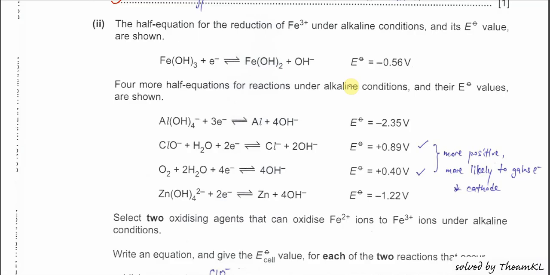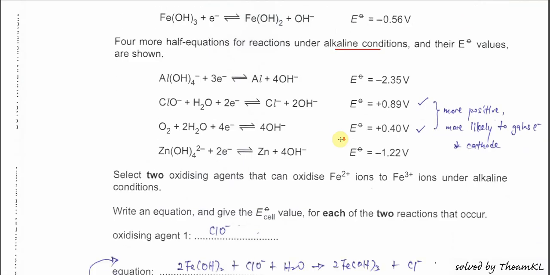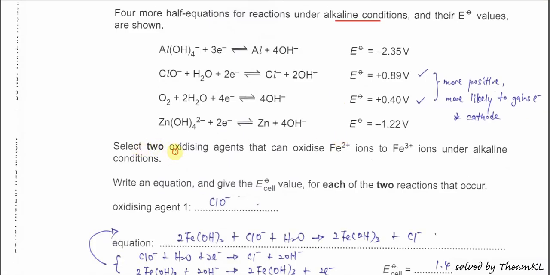Okay, part 2. The half equations for the reduction of iron 3 under alkaline condition and its electropotential are shown. This is a standard electropotential in NOT. Iron 3 hydroxide gains electrons to form iron 2 hydroxide, plus the hydroxide. Now, 4 more half equations for the reactions under alkaline conditions are given. And now the question is: select 2 oxidizing agents that can oxidize iron 2 to iron 3 under alkaline condition.